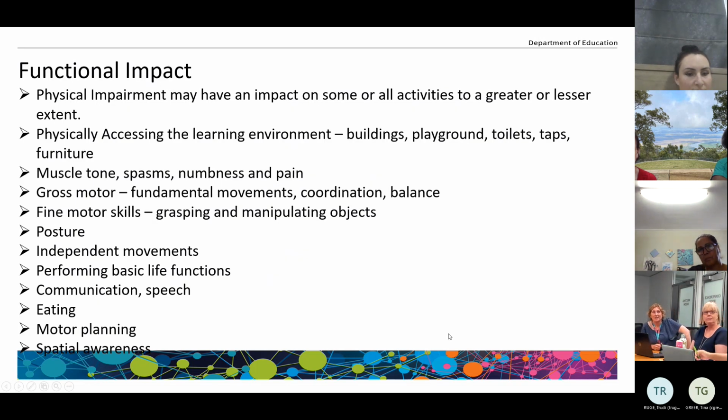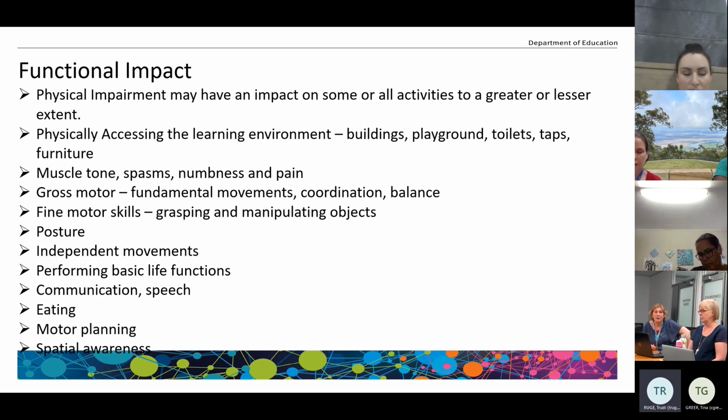Okay. Functional impact. Physical impairment may have an impact on some or all activities to a greater or lesser extent. Physically accessing the learning environment, such as buildings, playgrounds, toilets, taps and furniture. So these are impacts that are occurring for a child with a physical impairment. There may be muscle tone, spasms, numbness and pain. It impacts on their gross motor, the fundamental movements, coordination and balance. Fine motor skills, their grasping and manipulating objects.